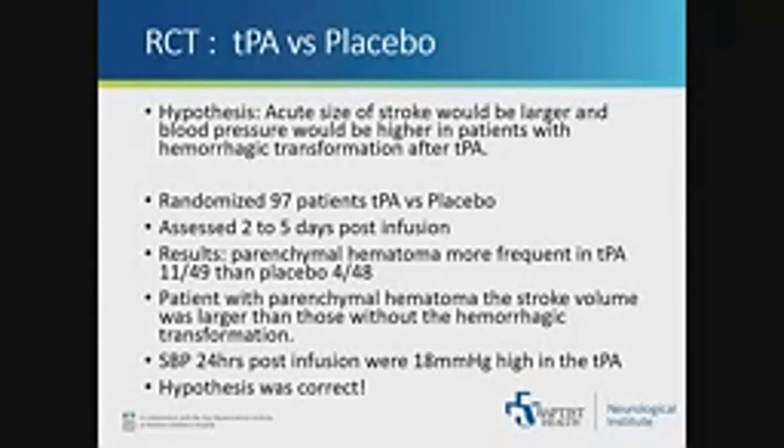And the study concluded, I did want to tell you that the baseline blood pressures in both of these groups were exactly the same. There was no difference. However, throughout the 24-hour period, the TPA patients that had this hemorrhagic transformation, their blood pressure was 18 points higher than the placebo group. So the study concluded that the size of the stroke as well as blood pressure was a factor in their hemorrhagic transformation.